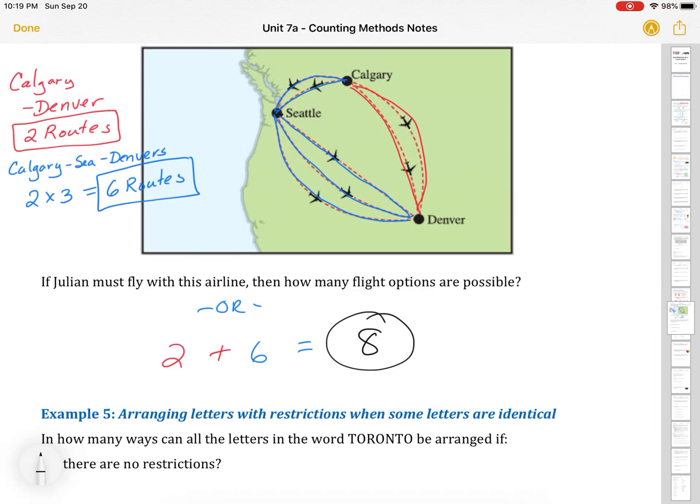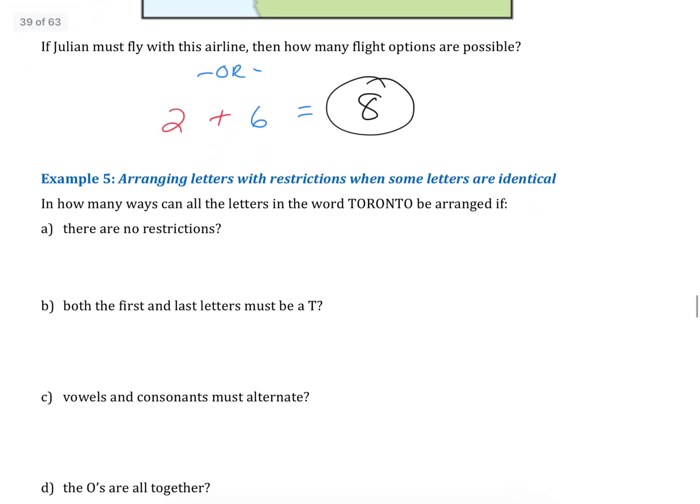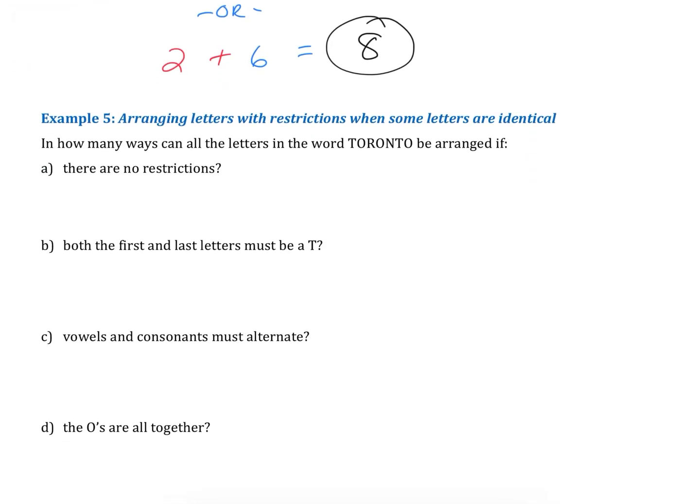Okay, so now remember, because he's going Calgary to Seattle, he could fly one way and then another. Because that has those joint points, we have to multiply. Whereas the direct routes, there's 2 possible routes, and that's it. Okay, use a little brain power.